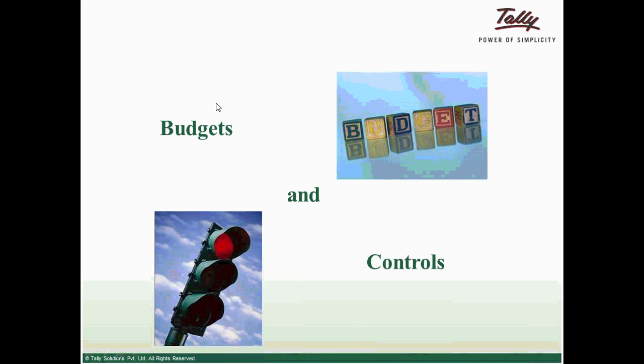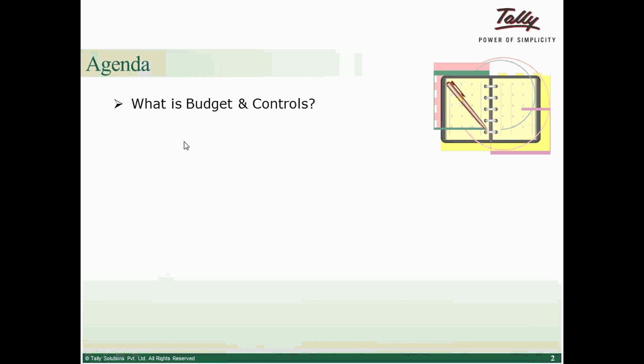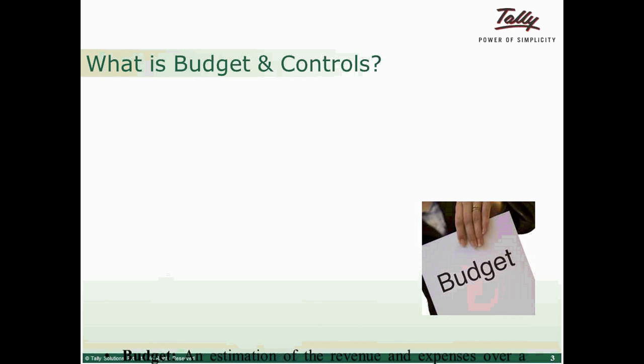Let us see what the agenda is today. We will understand what budget and control is, what it means, what the benefits are to businesses, and how it can be handled in Tally.ERP 9. Then questions we will take up at the end of the session. This is not a big subject, just to understand what a budget is and how it can be applied, and what controls are, how I can control some of the aspects in my organization. That is what we are going to discuss.